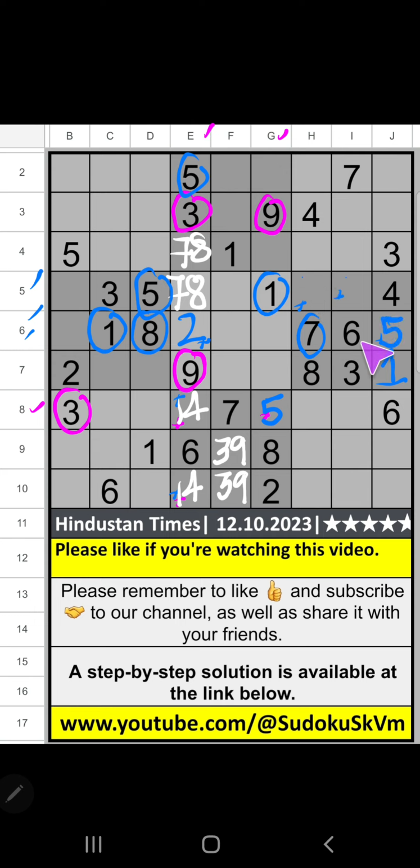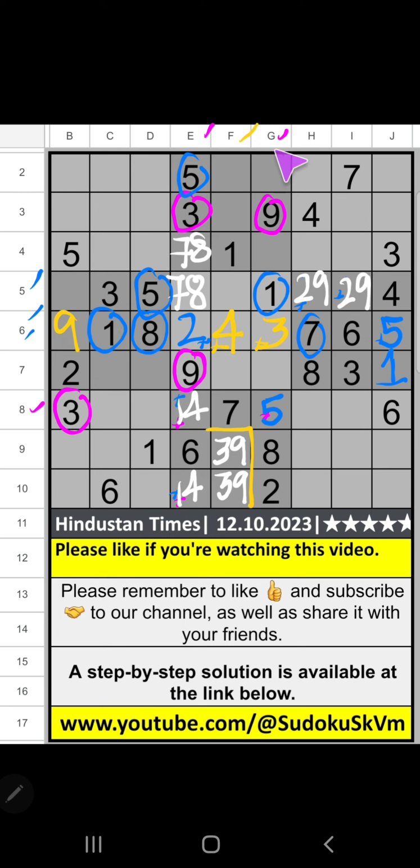Then 6th grid, 2 numbers are remaining, 2 and 9. It will come in one of these cells. We'll confirm later. 5th grid, we have 9. So 9 can't come in these cells. The 9 is confirmed here. Then 6th row, 2 numbers are remaining, 3 and 4. Column F, we have 3. So 3 can't come in the cell. 3 is confirmed here. Then 4 is here.